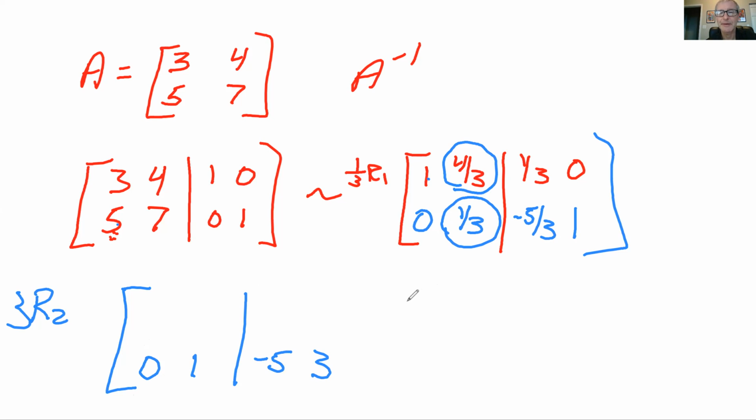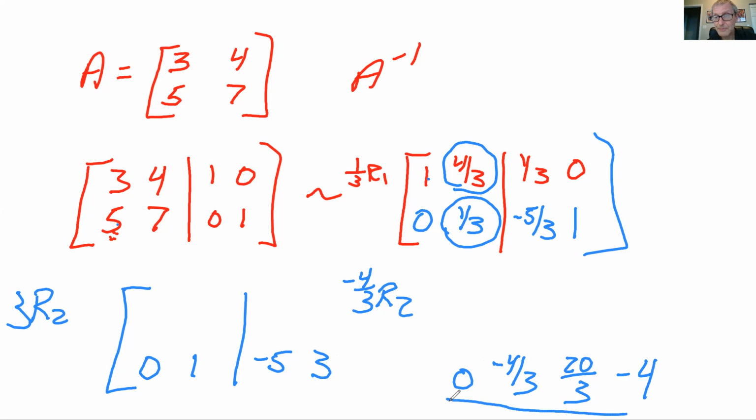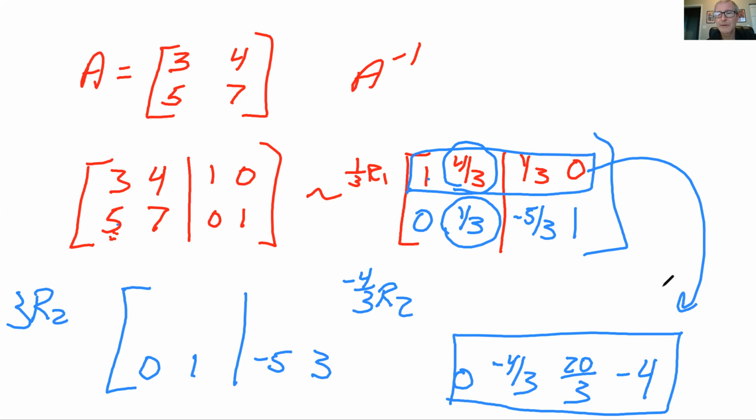So what happens when we do that? Well, if we take the new row 2 that we just did here and multiply it by minus 4/3, what do we get? So we would get 0 minus 4/3. If we do this, that would be 20/3. And if we do that here, that would be minus 4. And so now we'll take this row and add it to row 1 to finish our calculation. So 1 and 0 gives us 1. Minus 4/3 and plus 4/3 gives us 0.